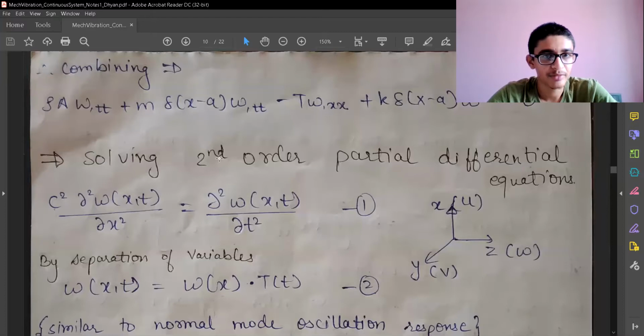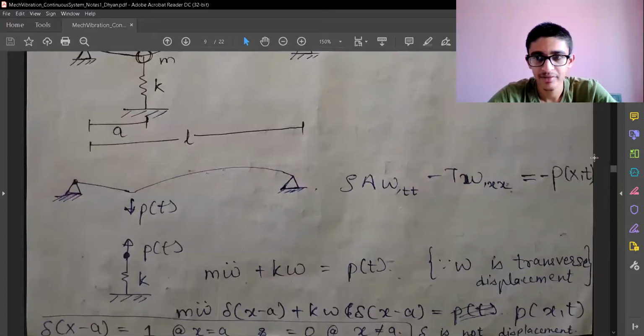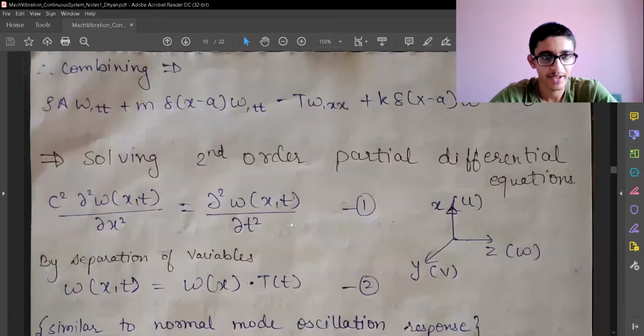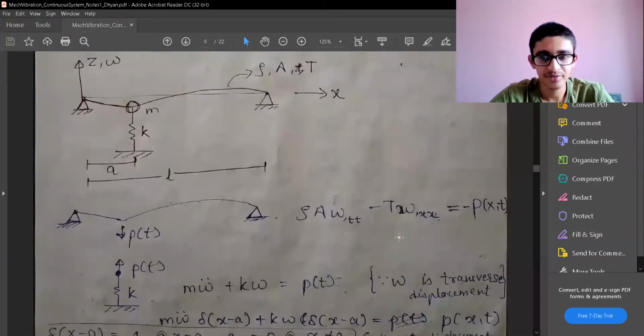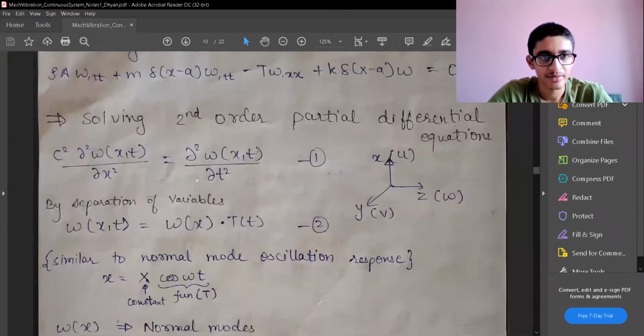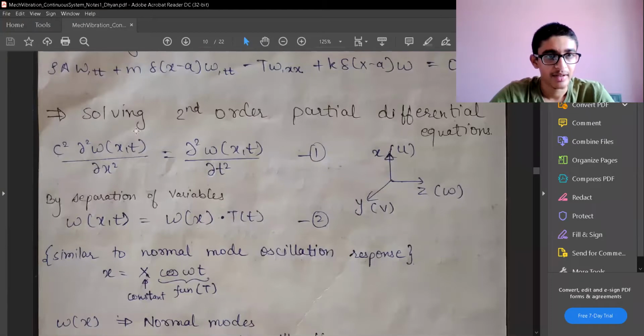So now let's come to combining the equations. We'll combine those two equations, that is, the equation for the string and the equation for the spring and mass. We have combined the equations, and the p term goes to 0 because over here we have minus p, and here we have plus p. That's what we have. And now we will solve the second order partial differential equation.